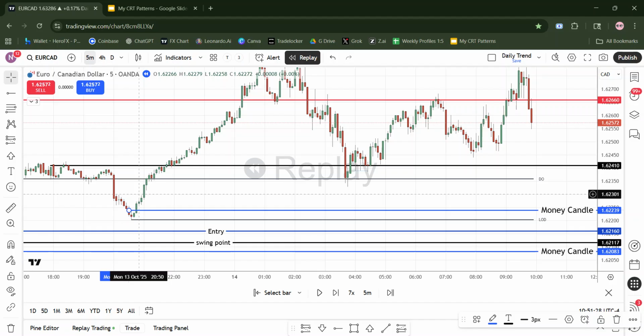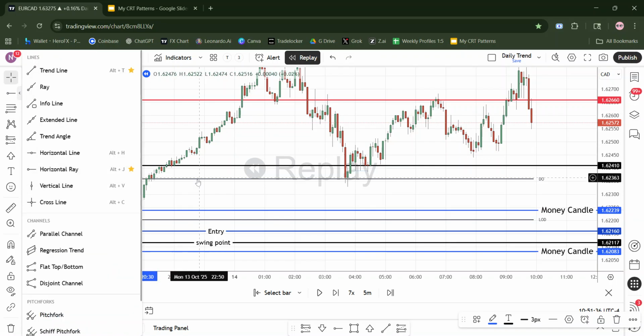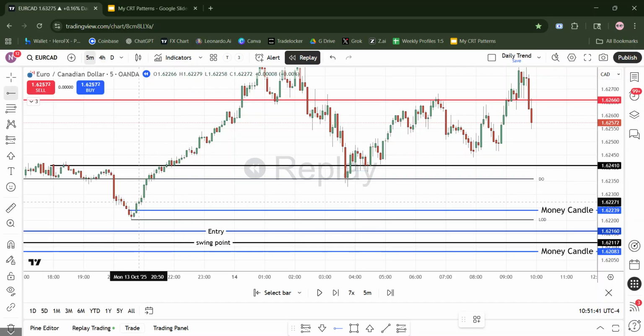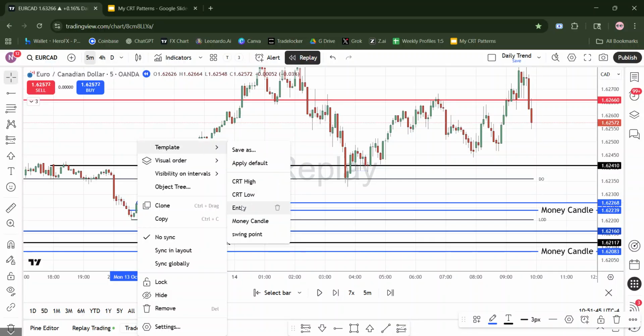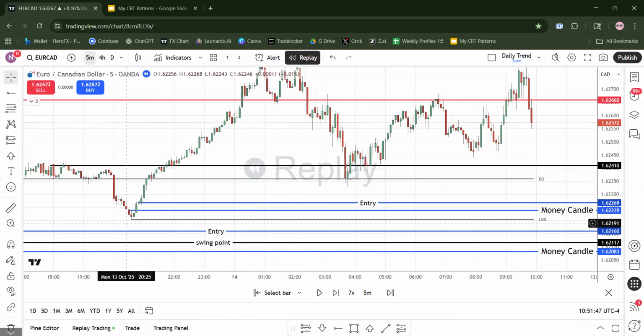Sometimes I get rusty on my military time. Okay, so 8:50 p.m. Eastern Standard Time. This would have been the best entry for Tuesday. So even if you miss Monday, you could have got in Tuesday right here. All right, so that entry is based on the close above the money candle.